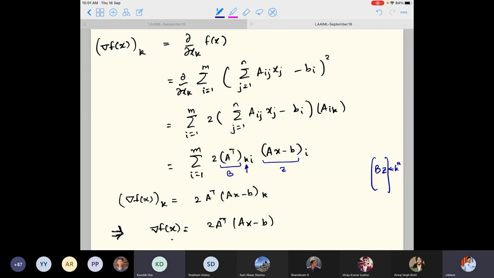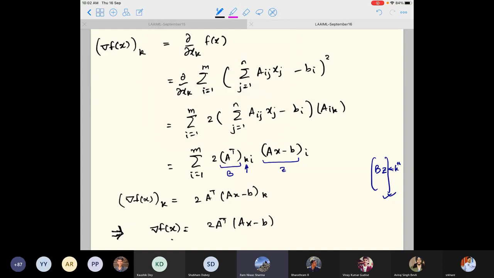So this is okay. I thought that K is the column component. No, that is the kth component. There is no column. This is a column vector. In that column vector, you are looking at the kth component. That's what you are doing. Okay, thank you. Sir, one more thing.